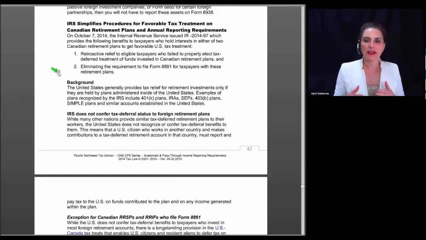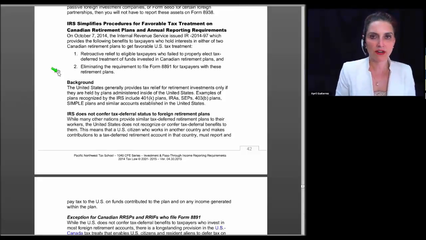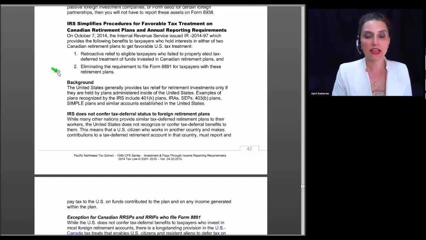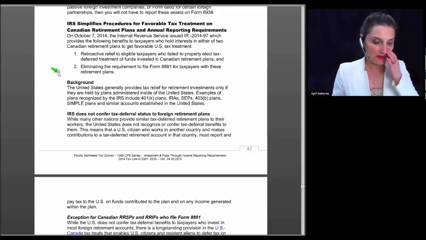Essentially, if you have an investment in a Canadian RRSP, which is similar to an IRA, historically, you could elect to get treatment on that RRSP that was the equivalent of IRA treatment here in the United States, and you did so by filing Form 8891. The thing was that most people who had these RRSPs didn't know they needed to, so then the IRS had all these procedures in place for asking for relief and filing it late. And finally, they said, to heck with it. It's automatic and you don't need to file the form anymore.